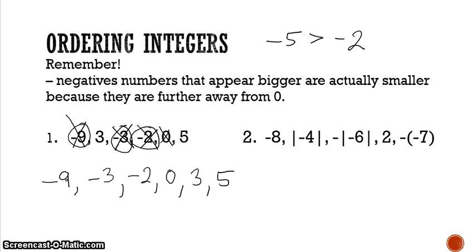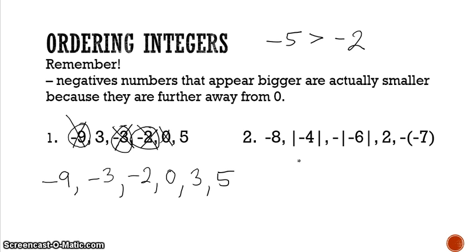So if you look at it, it almost looks like my negative numbers go from like 9 to 3 to 2. So they kind of get smaller at first glance, but they're negative, so they're actually getting bigger. And then I have 0, and then 3, 5. We all know already how to deal with the positive numbers.